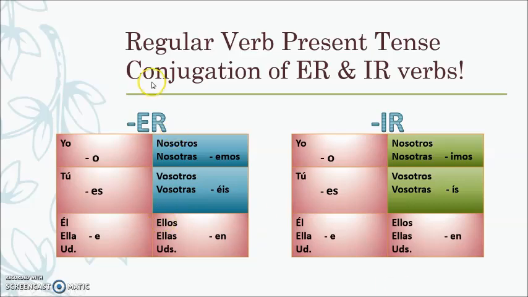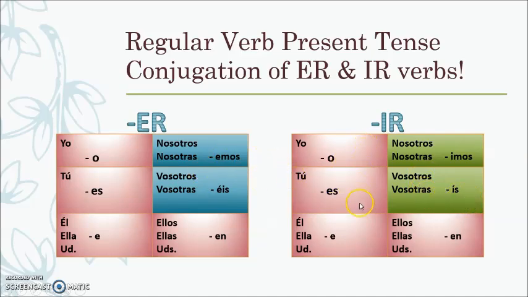So for ER verbs, remember the conjugation chart's the same, but we're just going to change the endings. So these four forms, all we're really doing is changing the A's to E's, and the yo form always stays the same. So for ER, it's o, es, e, emos, éis, and en. So remember, if it's an ER verb, the nosotros and vosotros forms always remain E. The same is going to be true for IR verbs. So since it's an IR verb, the nosotros and vosotros forms do not change, it's going to stay in I.